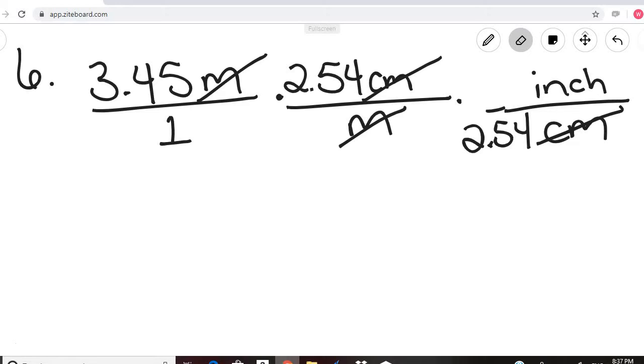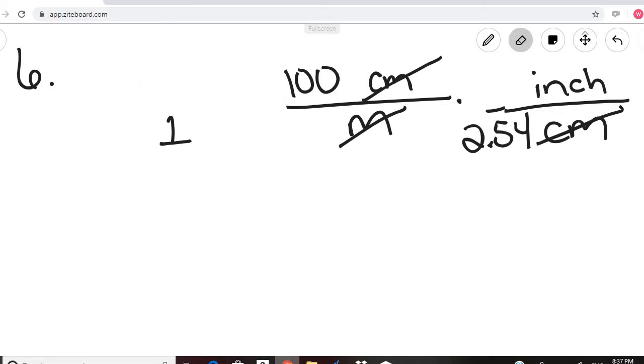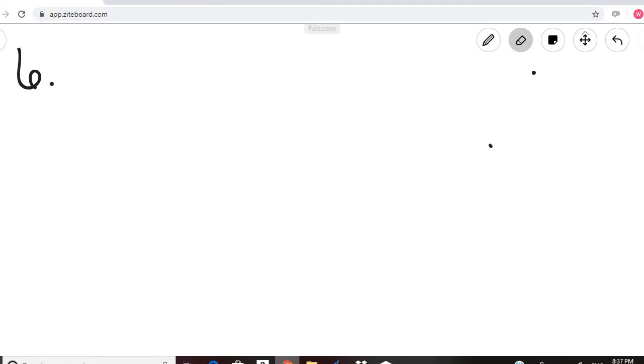You know, I'm sorry, I made a mistake back here. There are 100 centimeters in a meter. Okay. Let me start over so I don't confuse anybody.